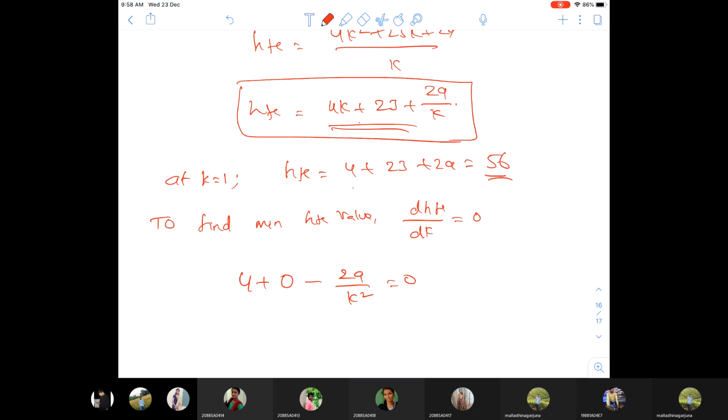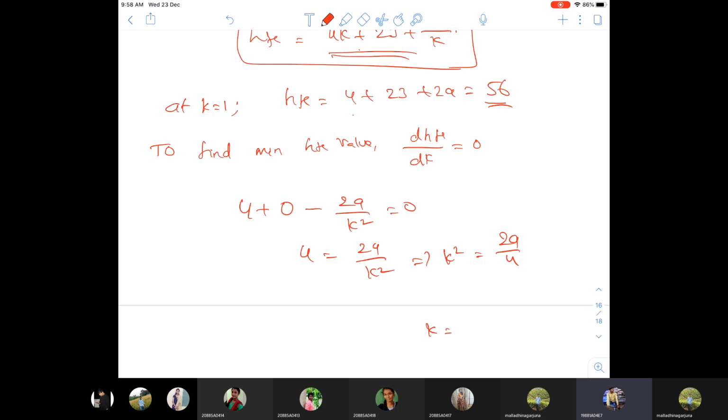Differentiation of 1 by k means minus 1 by k square. So minus 29 by k square. So 4 equal to 29 by k square. Here k square equal to 29 by 4, and k equal to what?